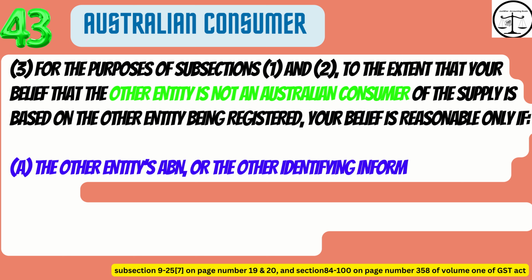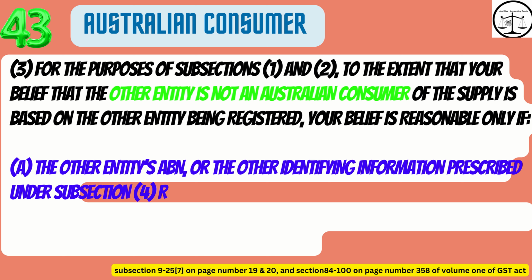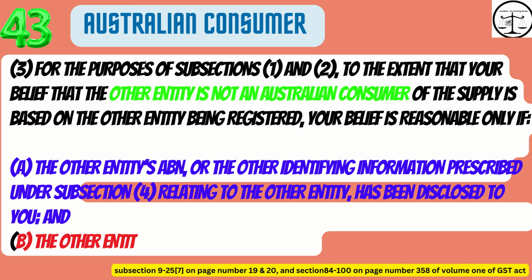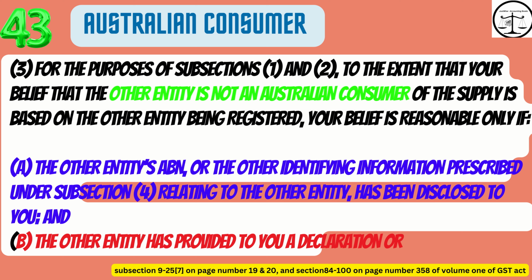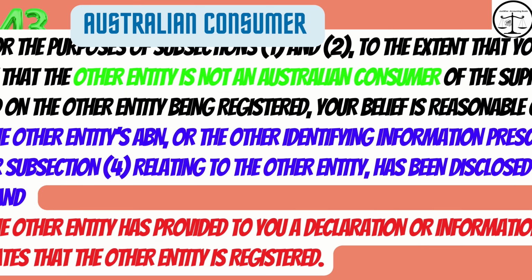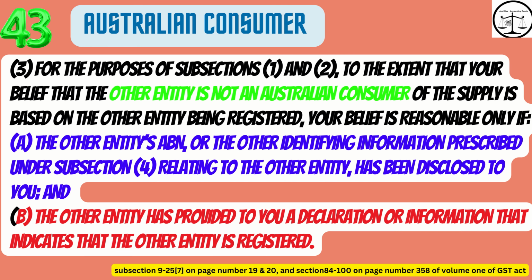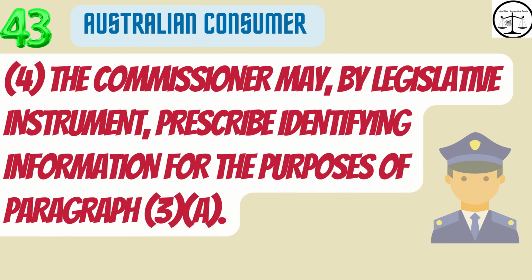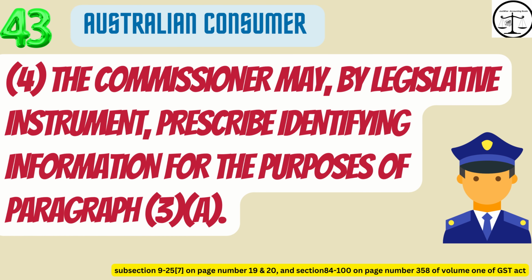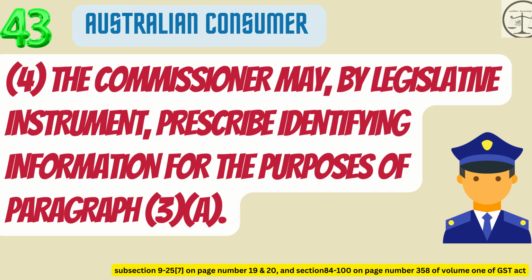if (a) the other entity's ABN, or the other identifying information prescribed under subsection 4, relating to the other entity, has been disclosed to you, and (b) the other entity has provided to you a declaration or information that indicates that the other entity is registered. 4. The Commissioner may, by legislative instrument, prescribe identifying information for the purposes of paragraph 3(a).